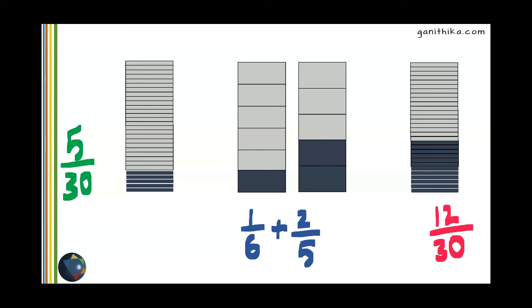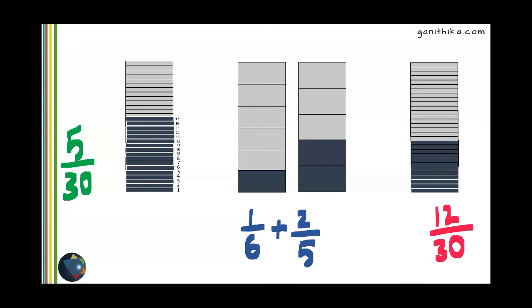Now you can see that both the boxes have 30 parts. This means the denominators are the same. They are equally split into 30 boxes. Therefore, I can actually push this to this box. I can overlap this on this box, making a total of 17 boxes out of 30 boxes.